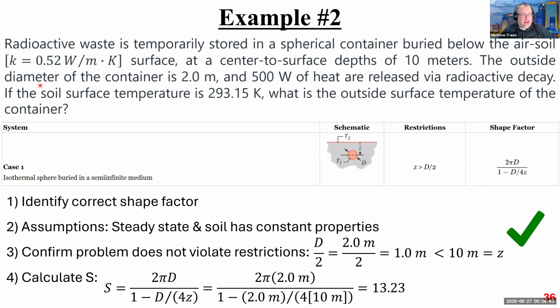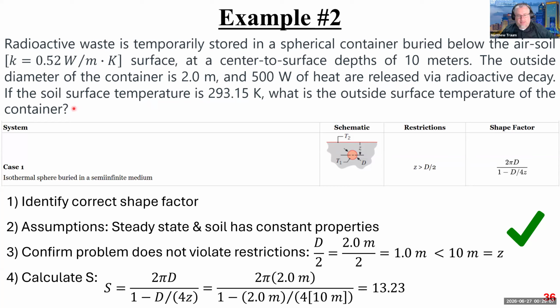The outside diameter of the container is 2 meters, and 500 watts of heat is being released via radioactive decay from this spherical buried object, nuclear baseball. If the soil surface temperature is 293.15 Kelvin, what is the outside surface temperature of the container?